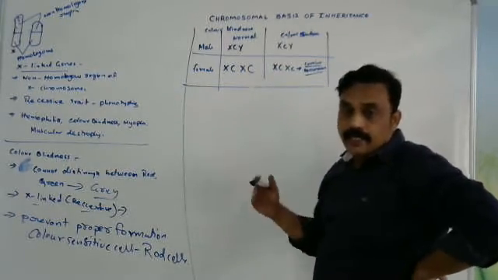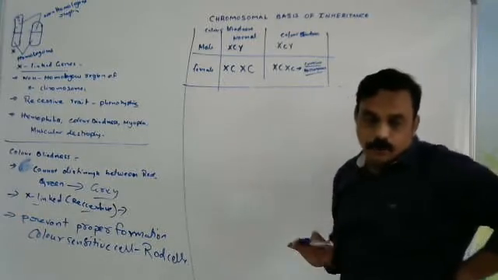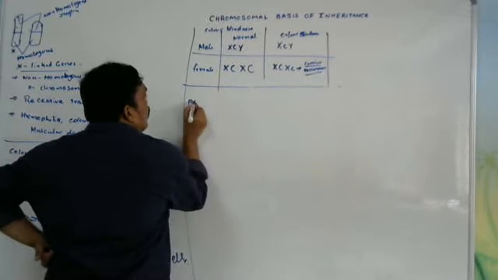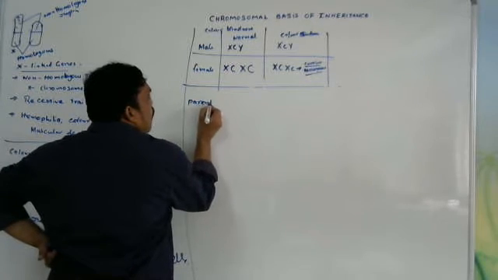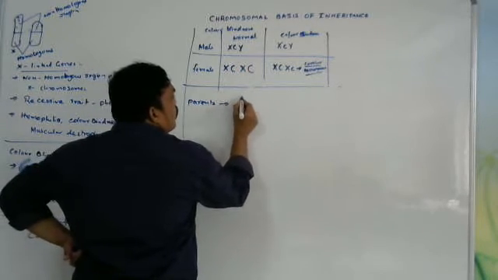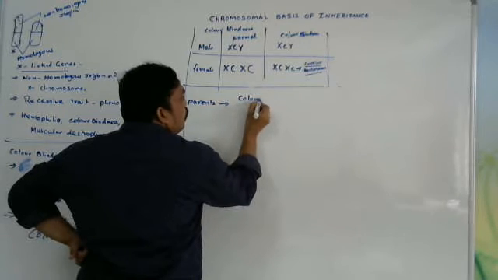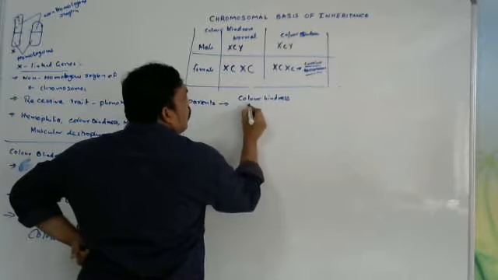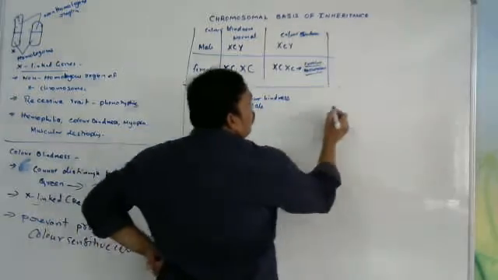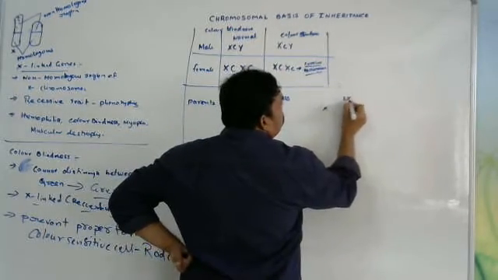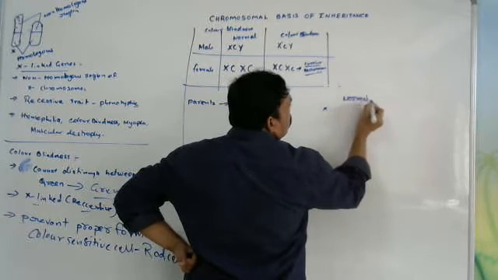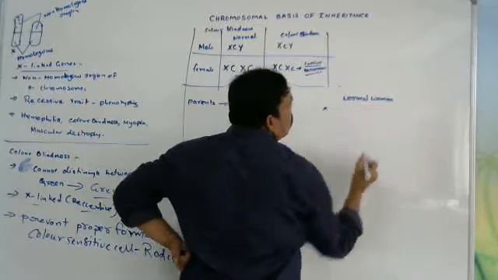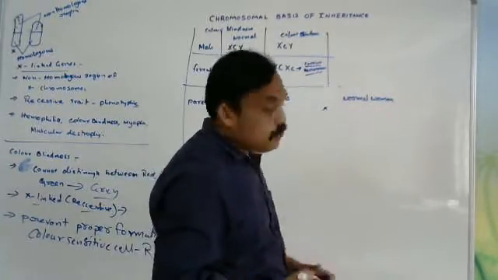Now, how it is inherited we have to discuss. For example, parents: a color blind male and a normal woman. We will use this much space only. Okay, one minute.